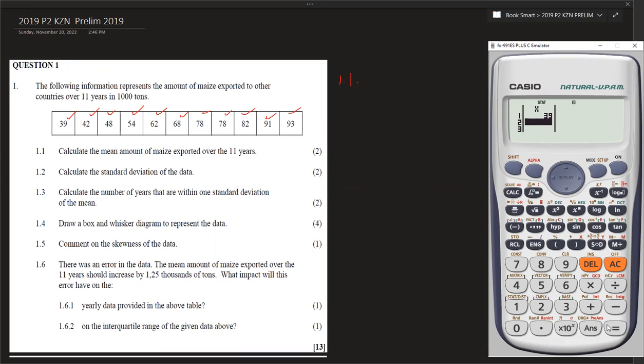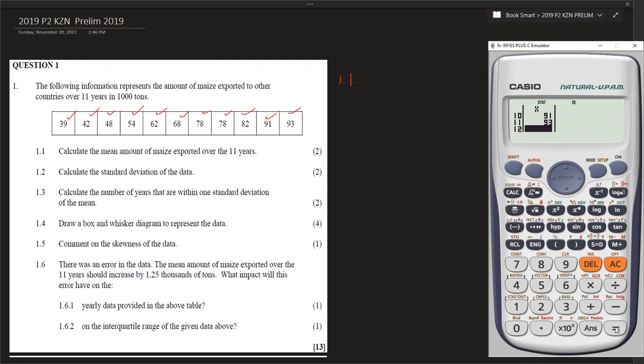39 equals, 42 equals, 48 equals, 54 equals, 62 equals, 68 equals, 78 equals, another 78. Okay, and then we have 82 equals, 91 equals, 93 equals.